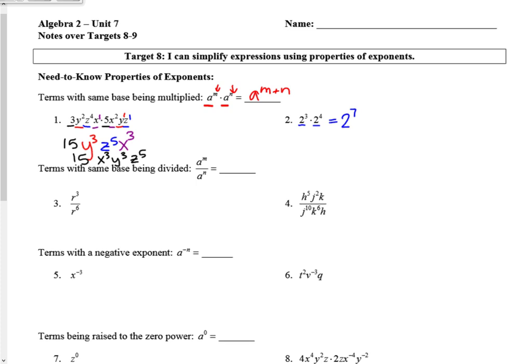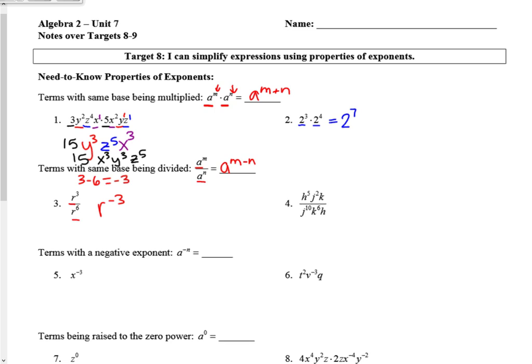For 3 and 4, our next rule is if you are dividing. Again, when we're dividing here, notice that we have the same base of a. So if you have the same base and you're dividing, we're going to take those exponents and we're going to subtract them. Okay, so if I look at number 3 here, I have r cubed over r to the sixth. I have the same base, so I'm going to subtract those exponents and I get -3. So I would have r to the -3.